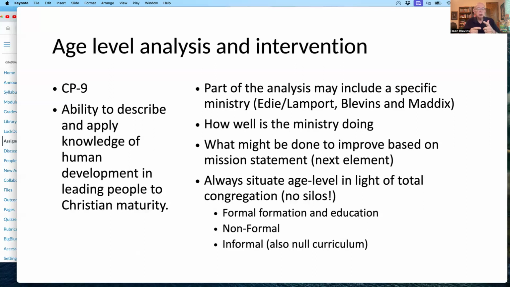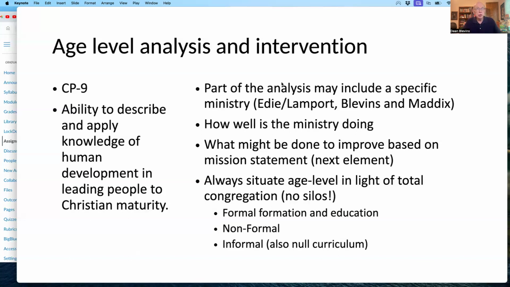And so always situate an age level ministry against what else the church offers and where else it might actually make that ministry more faithful, if it was at least more intentional in connecting the dots between the age level ministry and the larger formational processes and educational processes in the church. It's an important thing to keep that whole ministry context, that larger congregation context, in mind for this assignment. If you don't, it can reach up and bite you.